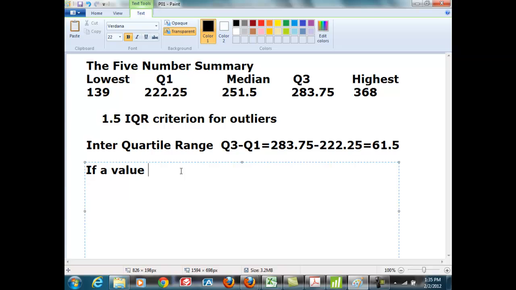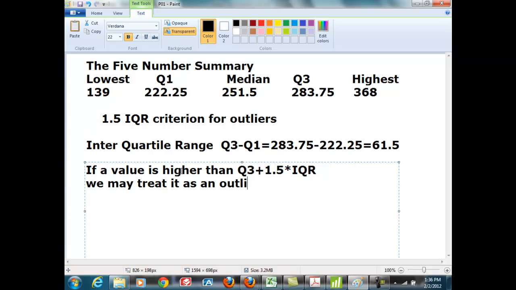If a value is higher than, anybody help, what would we say? This time, on the higher side, we are going to climb from the third quartile. Henry, is that making sense? Third quartile plus 1.5 times the interquartile range, we may treat it as an outlier. And we are not saying what to do with that, we're just saying it's an outlier according to this criterion. Chad, am I fine on this? Thank you, sir.